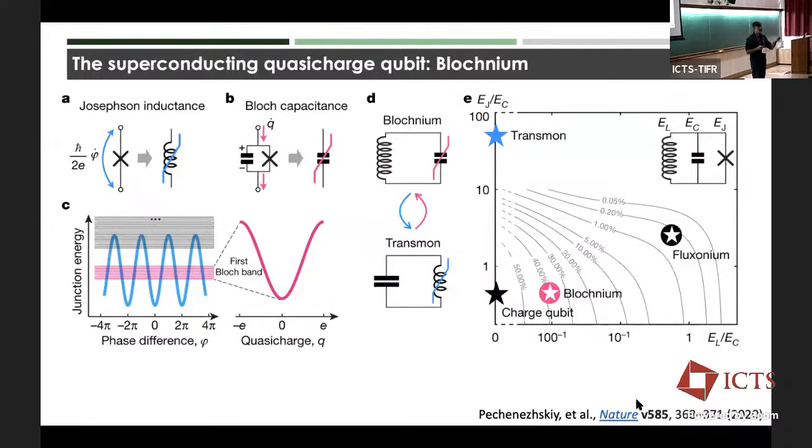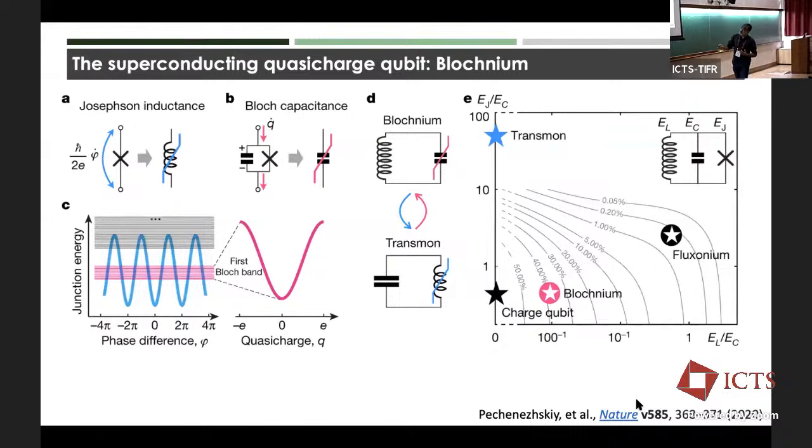It should have existed. I was saying that the charged qubit and the flux qubit are dual of each other. The blocknium is the dual of the transmon. The way to think about it is that the transmon is a nonlinear inductor shunted by a capacitor, but a blocknium is a nonlinear capacitor. So the Josephson junction now behaves like a nonlinear capacitor, which is then shunted with an inductor to create your qubit, sort of like an oscillator.